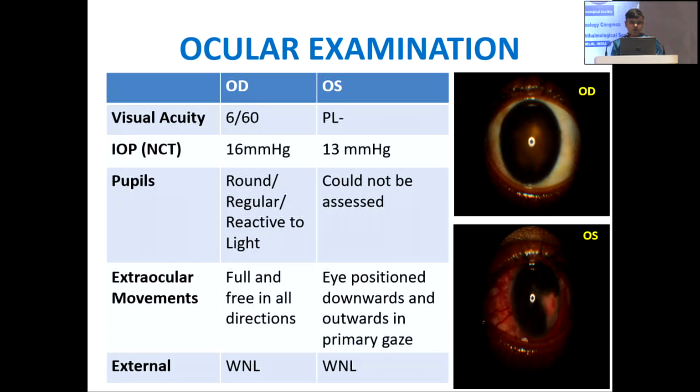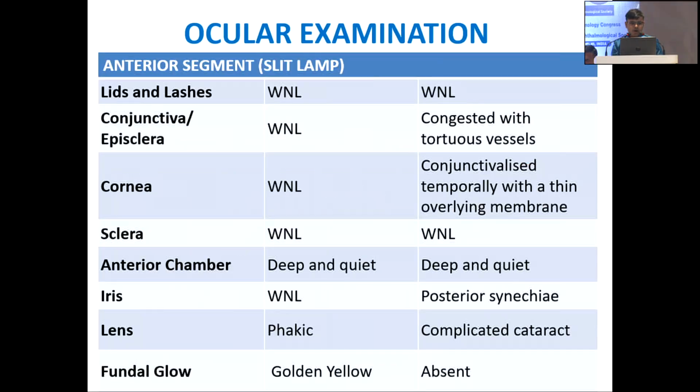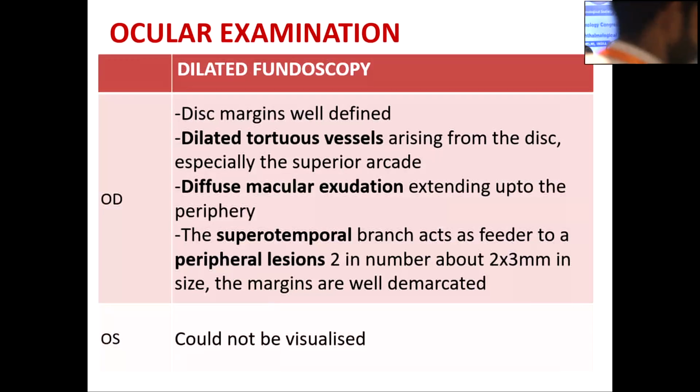Now, coming to the ocular examination of this patient, the visual acuity in the right eye was 6/60 with round regular reactive pupils and extraocular movements full and free in all directions. The left eye was a blind eye with an eye positioned downwards and outwards in primary gaze. On anterior segment evaluation, the right eye had a normal anterior segment with a golden yellow fundal glow, while the left eye showed conjunctivalized cornea with posterior synechia and complicated cataract.